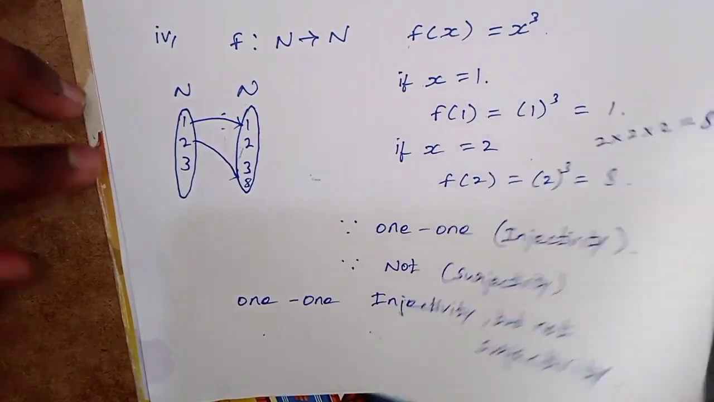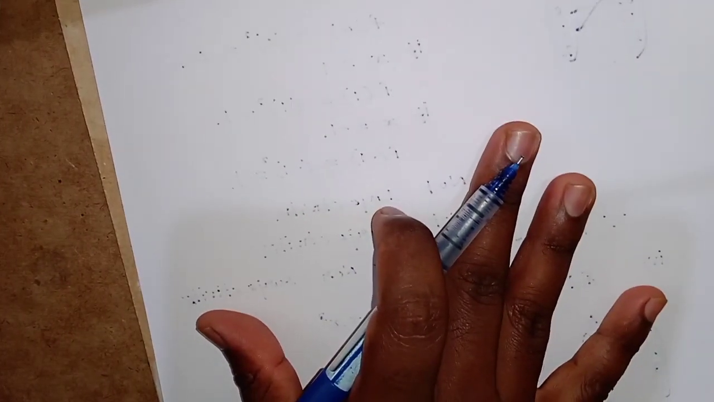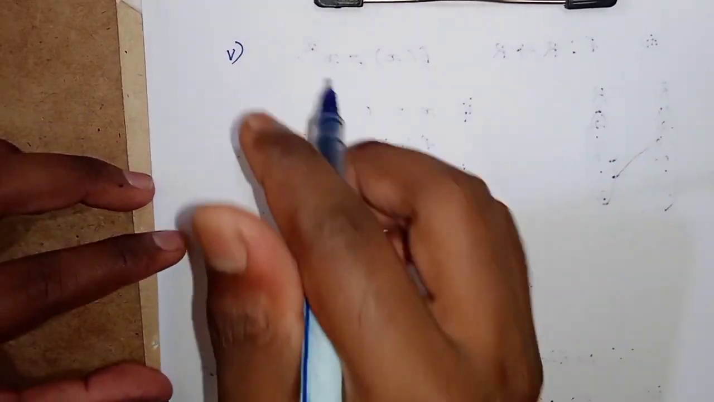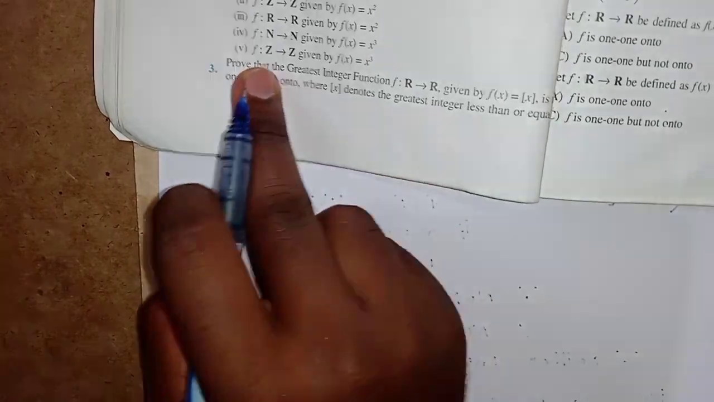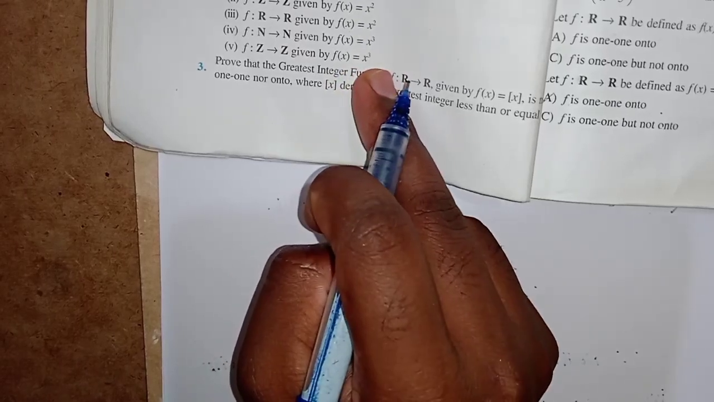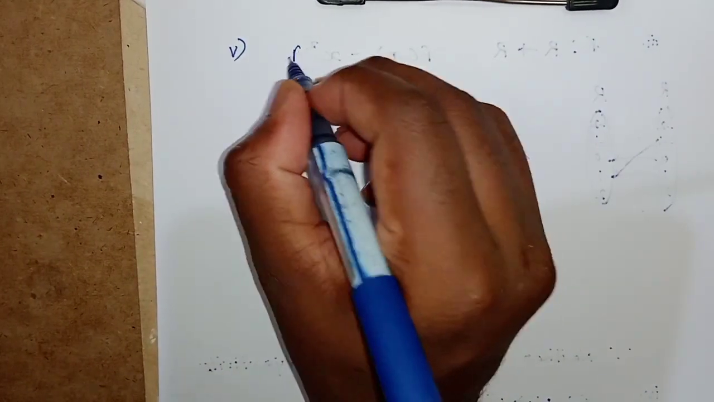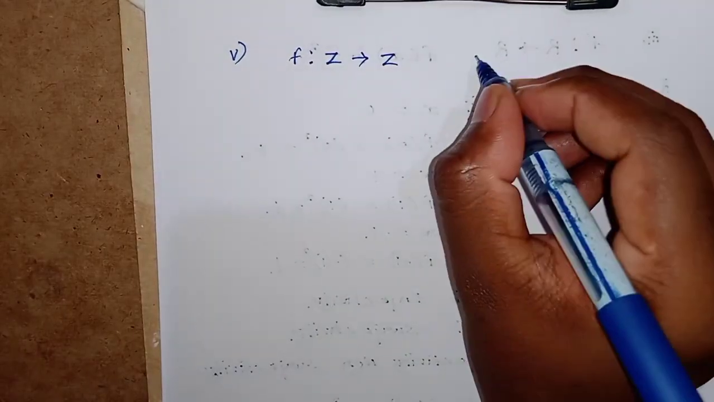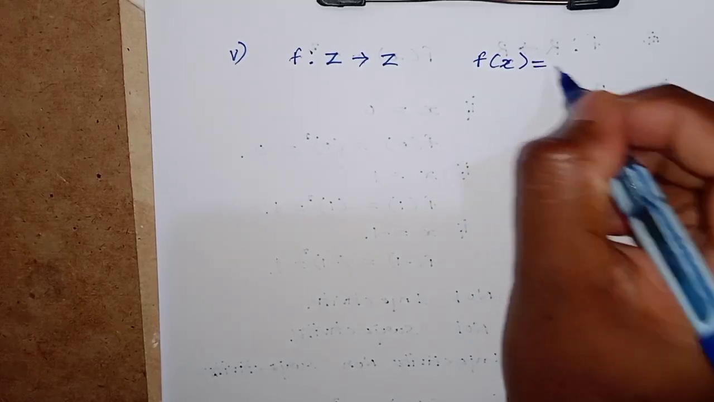Next, subdivision 5. These are one-word answers. Okay, question number 2, subdivision 5. Here the function relates Z to Z, integers, f of x equal to x cube. Same function, integers related to integers, f of x equal to x cube.